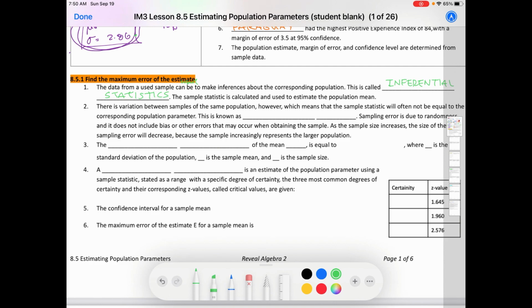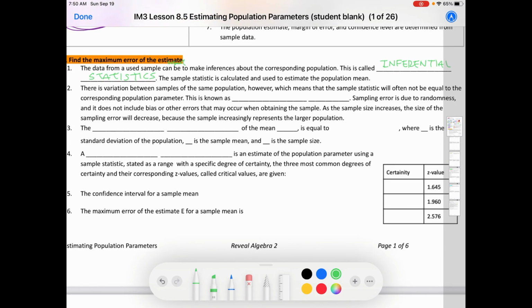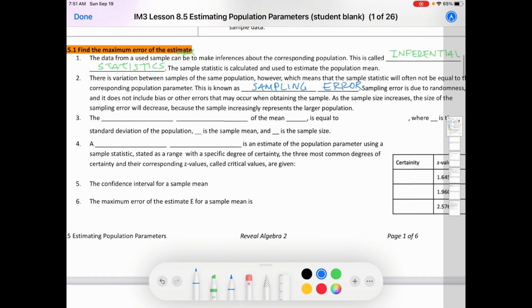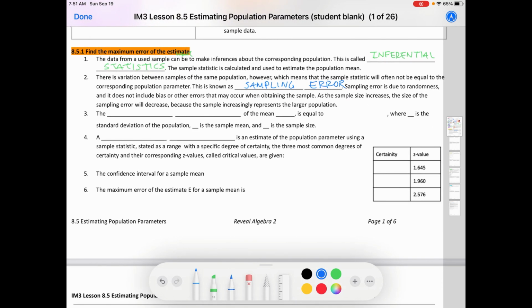There is variation between the samples of the sample population, right? What was coming out of the candy machine. However, this means that the sample statistic will often not be equal to the corresponding population parameter. Like, they said half were going to be orange, and was it always half? No, the answer is no. And this is called a sampling error. Sampling error is due to randomness, and it does not include bias or other errors that may occur when obtaining the sample. And as the sample size increases, the size of the sampling error will decrease because the sample increasingly represents the larger population.